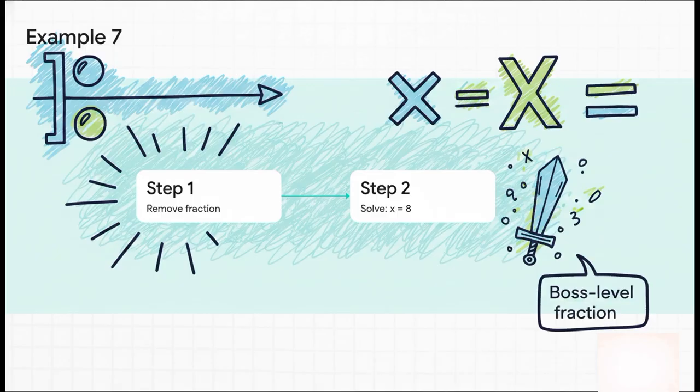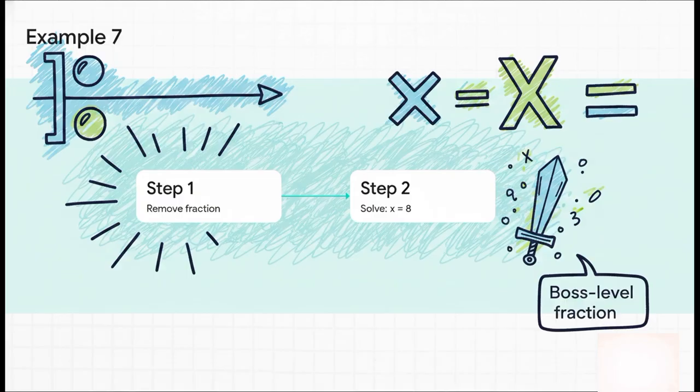X divided by 2 plus 3 equals 7. How do we defeat fractions right out of the gate? Simple. We do the exact opposite of division. We multiply. Step 1. Multiply absolutely everything by 2 to clear out that fraction. The x over 2 becomes just x.